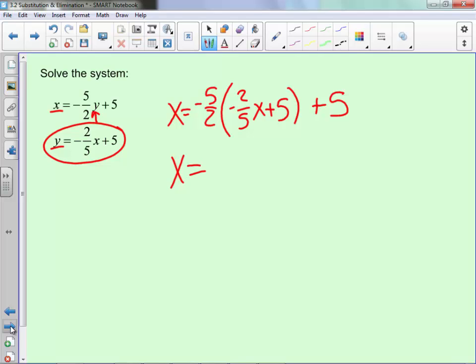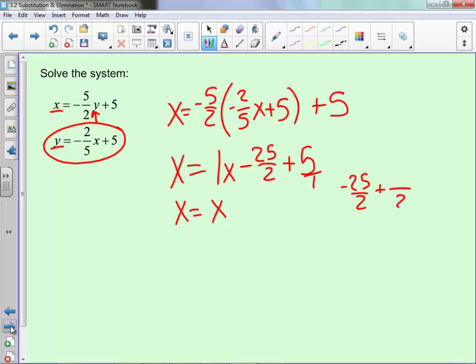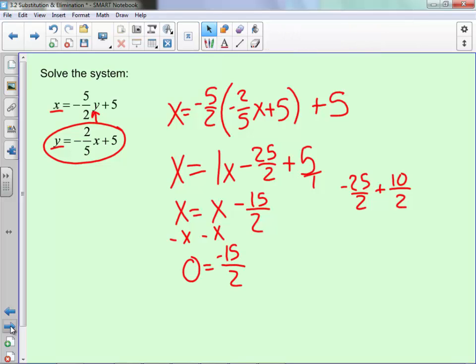Notice on these first two, those negative 5 halves times negative 2 fifths just gives us 1x. And now if we combine these, we can do 5 over 1. So our common denominator here would be 2. We'll have negative 15 over 2. Subtract our x. We'll get 0 equals negative 15 halves.